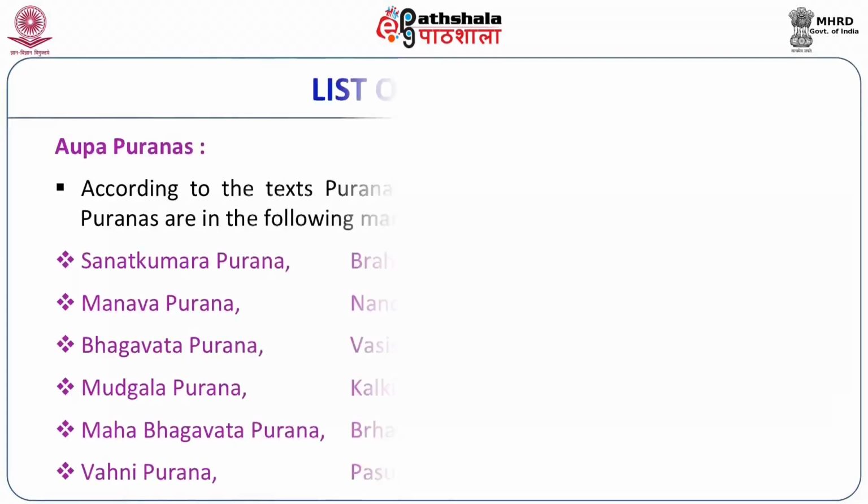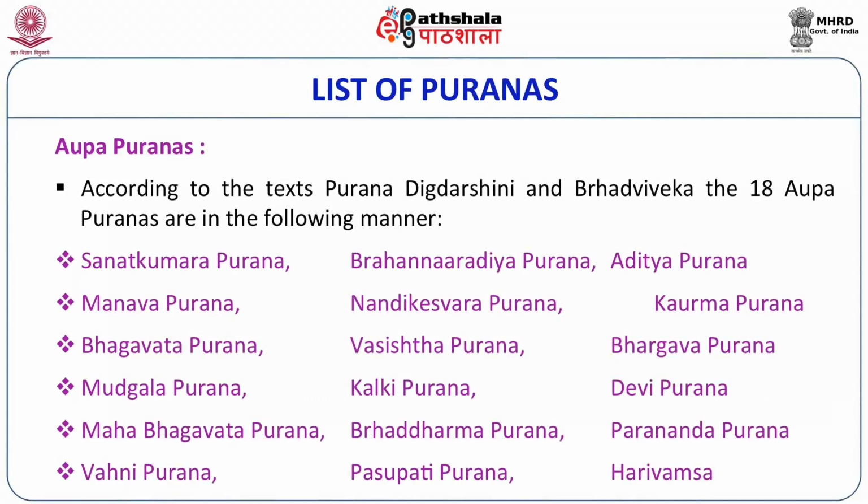Now we deal with the 18 Upapuranas which are available in the Purana Digdarshini and Brihad Viveka. These are the two texts that deal with the list of the Upapuranas. The 18 Upapuranas are like this: Sanat Kumara Purana, Manav Purana, Bhagavata Purana, Mudgala Purana, Mahabhagavata Purana, Vanhi Purana, Brihannaradaya Purana, Nandikeshwara Purana, Vasishtha Purana, Kalki Purana, Brihadharma Purana, Pashupati Purana, Aditya Purana, Kurma Purana, Bhargav Purana, Devi Purana, Parananda Purana and Harivamsha. These are the 18 Upapuranas.